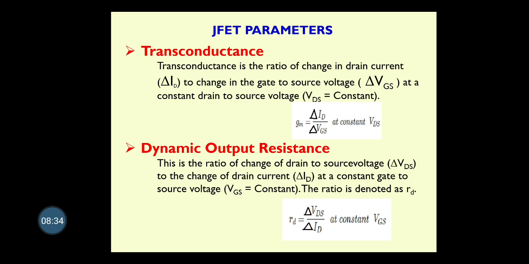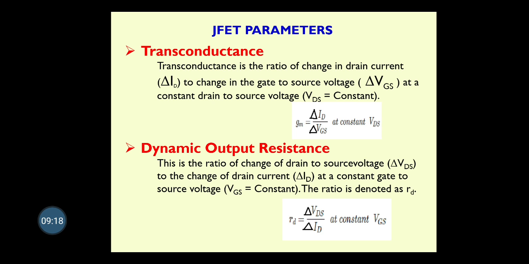Now the different parameters related with JFET we have studied with BJT also. The different parameters related with JFET are, first, transconductance. Transconductance is the ratio of change in drain current to change in gate to source voltage. So output current upon input voltage is the actual formula for transconductance, at constant drain to source voltage. That ratio is called transconductance, and it is represented by GM.